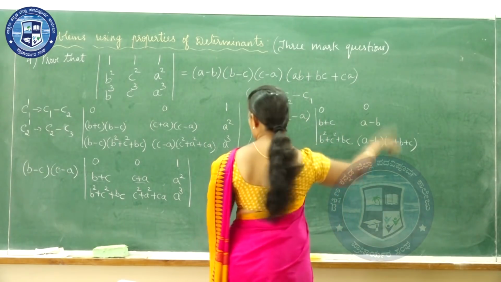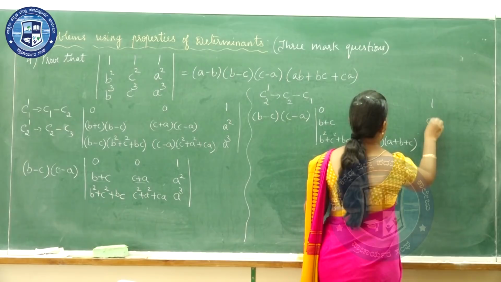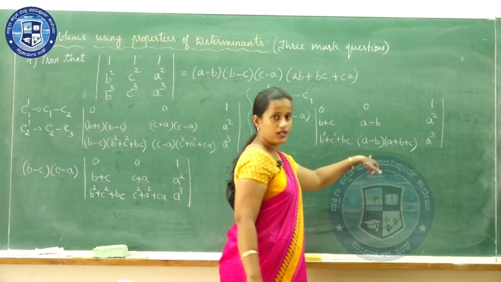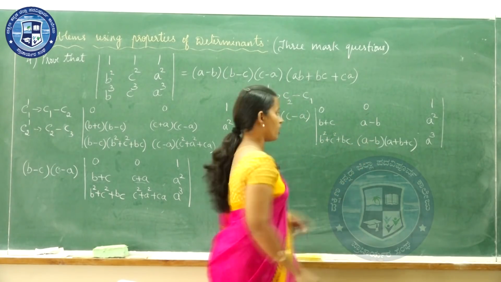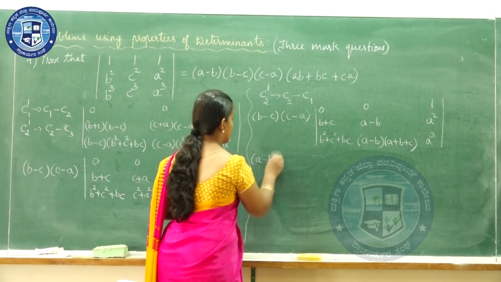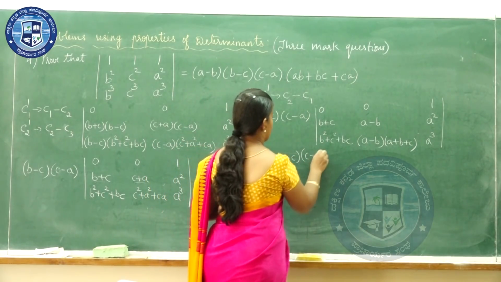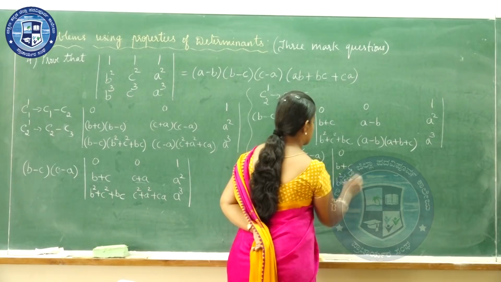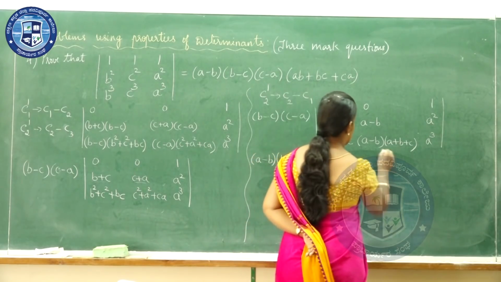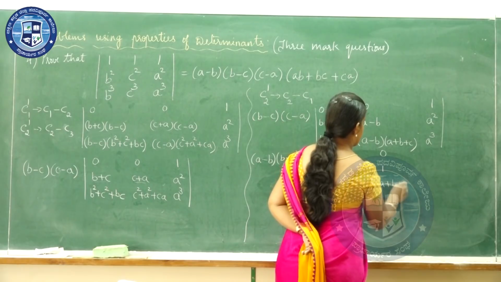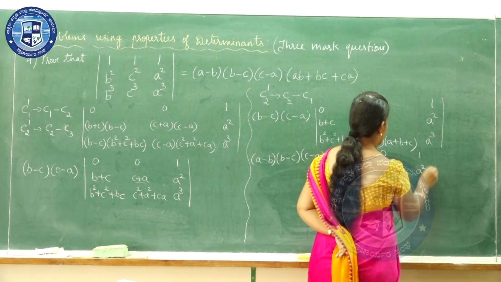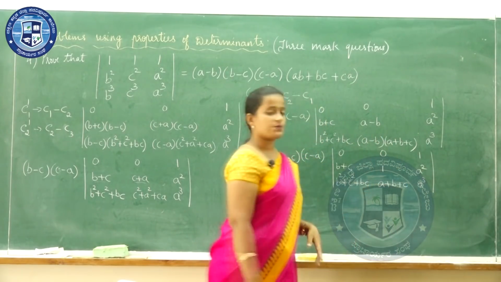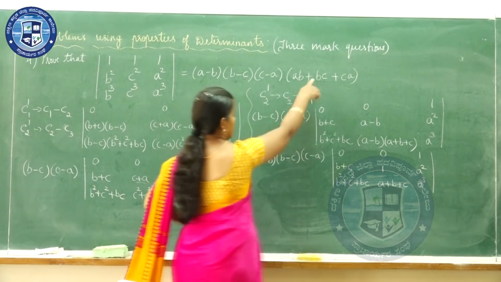Okay, so the third column we are not changing. So 1, a square, a cube. Well, now from the second column you can take a minus b outside. So you will have a minus b, b minus c, c minus a. What remains? 0, b plus c, b square plus c square plus bc, 0, 1, a plus b plus c, 1, a square, a cube. Now since you got a 1 here, if you expand, you will easily get the remaining term.